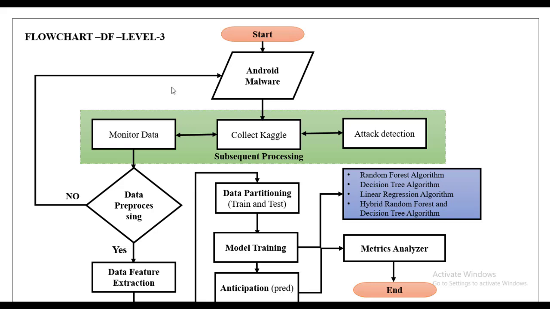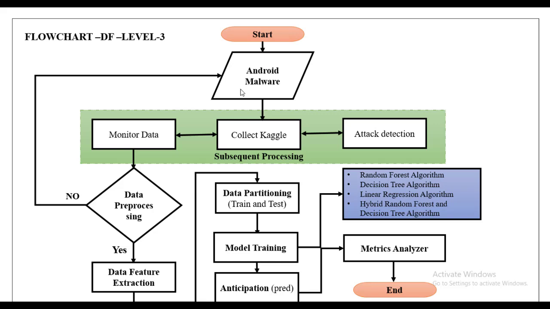Our project flowchart: first, we start with the Android malware dataset. We collected it from the Kaggle website. We find out which type of attack is there, that is, Android malware or the normal benign category. So first we enter that dataset, we collect the dataset, and we apply the data collection process.